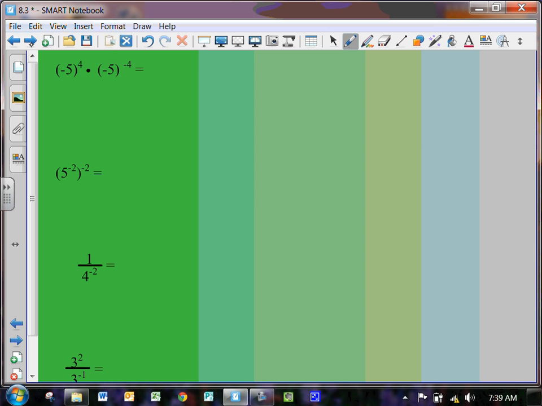Now, our rules still apply. So when you multiply before, you still multiply. When you divide before, you still divide. When you add, you still add. So in this case, we are multiplying two exponents of the same base together. So we're timesing those, so that means that we're going to add exponents.